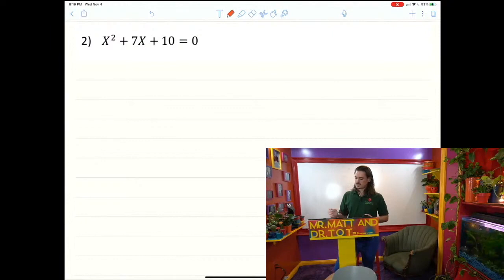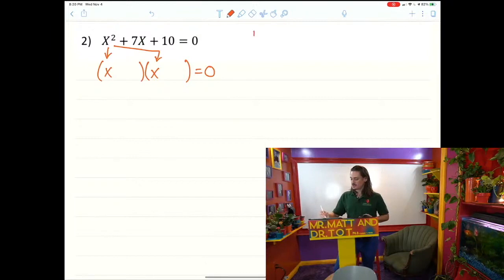Okay, so looking at this problem, x squared plus 7x plus 10 is equal to 0. First, start off by setting up your set of parentheses, and then we're going to distribute that x into the first position. Then we need to find two factors of 10 that add together to get 7.